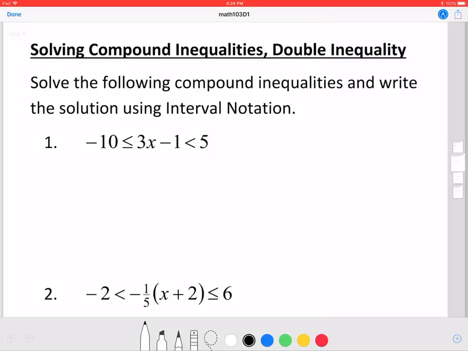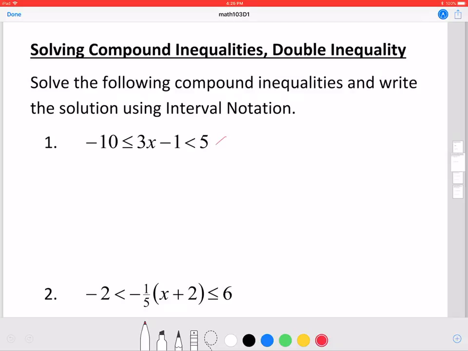In this video, we will discuss solving compound inequalities, specifically what we call a double inequality. You see these two problems, and they have two inequalities. Again, that's what we call a double inequality. Actually, this double inequality is a short form of this.